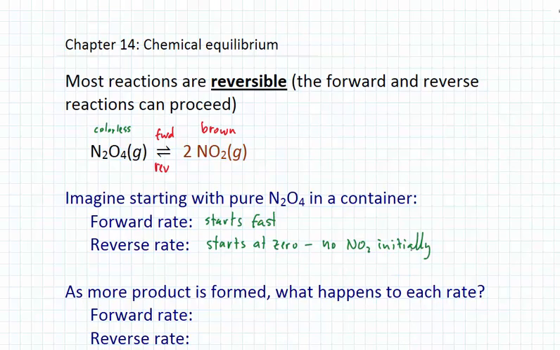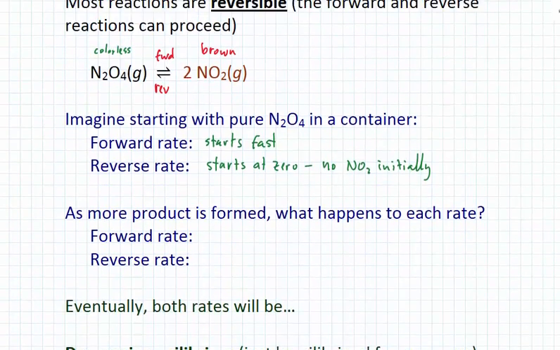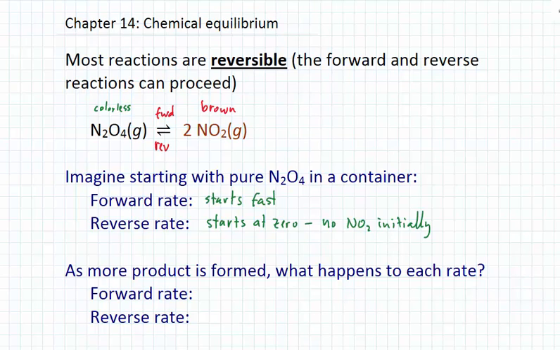Okay? Everybody with me so far? If all we have is that reactant, the only thing that it can do is make product. Okay? And if there's no product to start with, we start with no reverse reaction at all. Okay? But as more product is formed, what will happen to each of those rates? What will happen to the forward rate as we begin consuming that reactant? It'll decrease, as N2O4 is consumed.